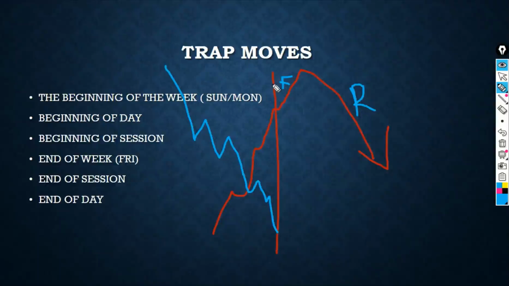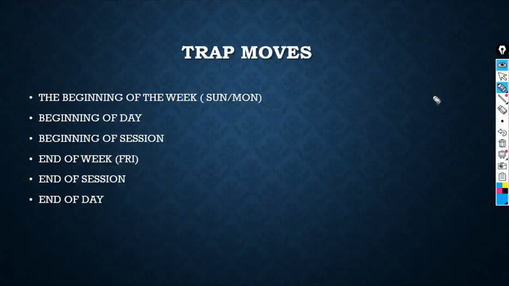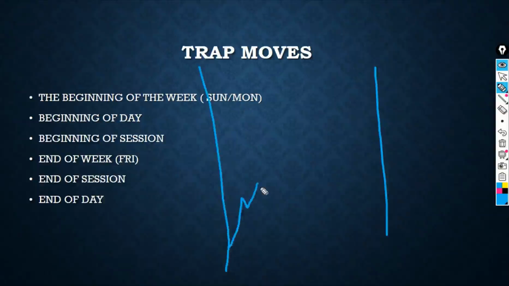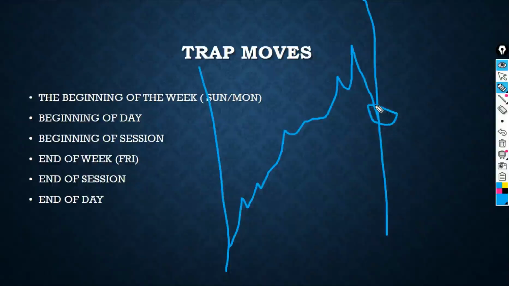So if he wants to drop price the whole week or the whole session or the whole day, this line here represents the beginning of the day, beginning of the session, end of week, end of the day. So what you do, you come in here, induce more people to sell, then come in here. Okay, the same will apply to the end of the week. So this will be our weekly line. Price has been rising for the whole week, going into Friday, you induce more people to go long, then pull price off in here. You end lower, and usually you use a gap to cover up and make money.